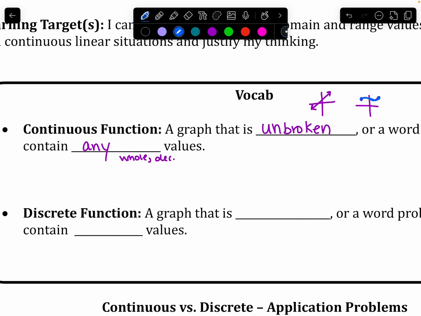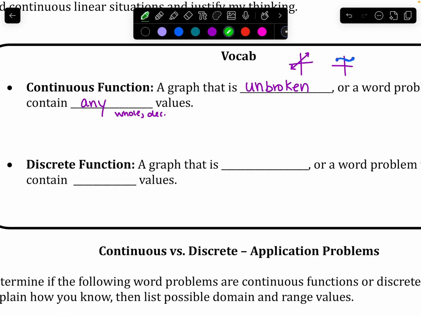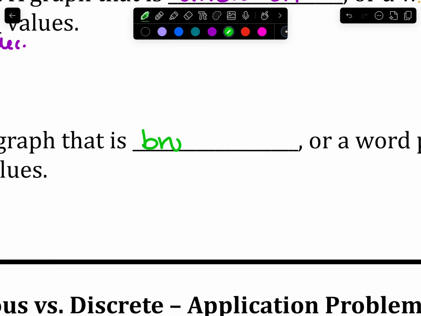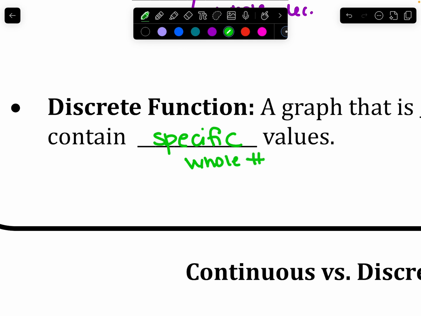A word problem will have any values. You'll see decimals, you'll see whole numbers, you'll see fractions, you'll see any possible thing that you can think of. A discrete function is going to have a graph that is broken, and a word problem that contains specific values. And when I say specific values, we are really going to focus mainly on whole numbers.